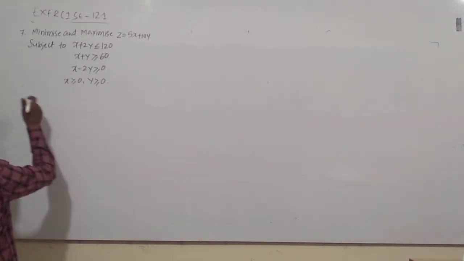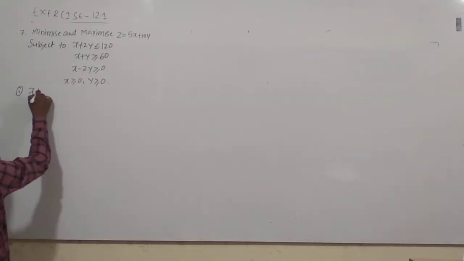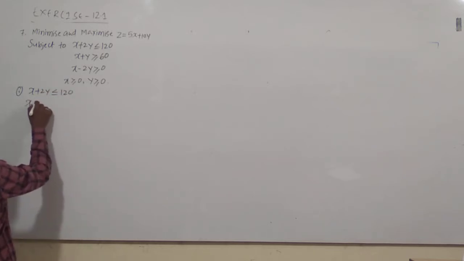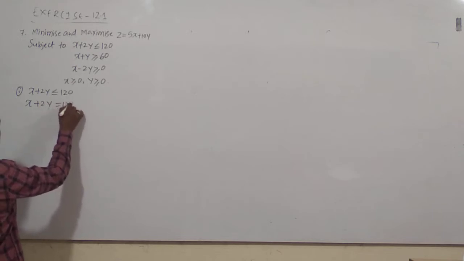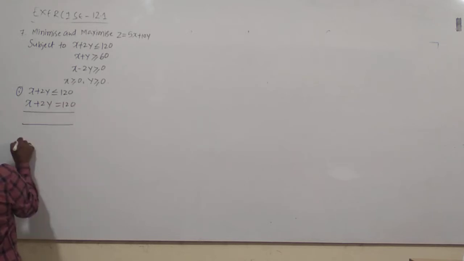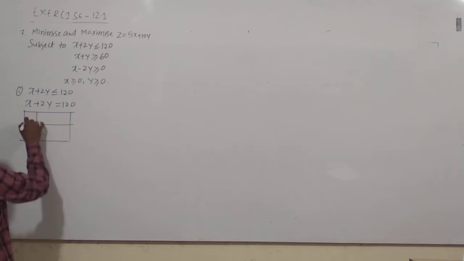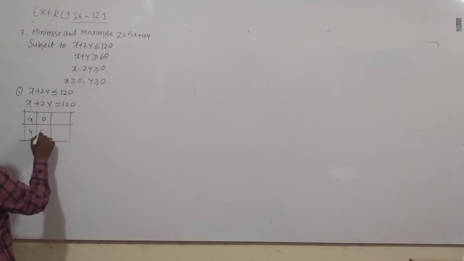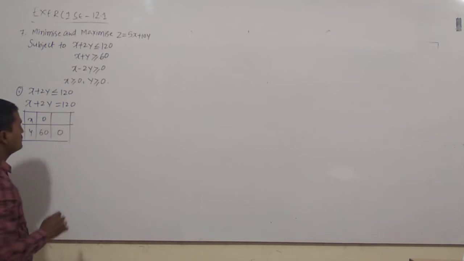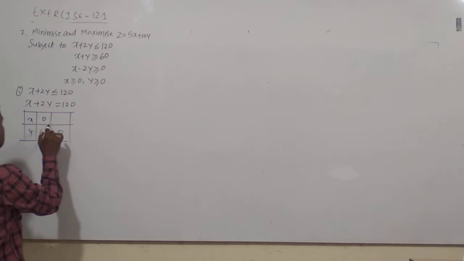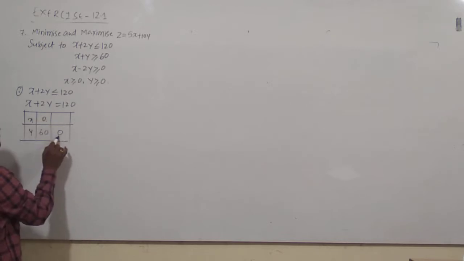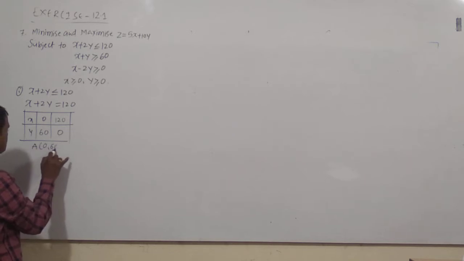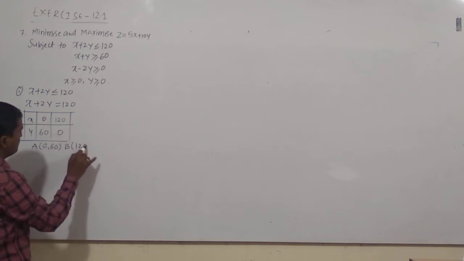Okay, right. So the first one is x plus 2y, it is less than or equal to 120. Write the inequality into equation. So clearly then we have to take x, y. So substitute x equal to 0, what is the value of y? 60. Put y equal to 0, what is the value of x? 120. Therefore the first point A is 0 comma 60, point B is 120 comma 0.